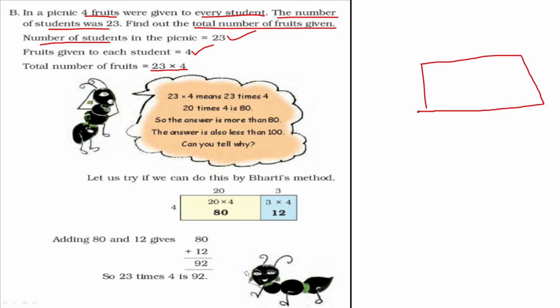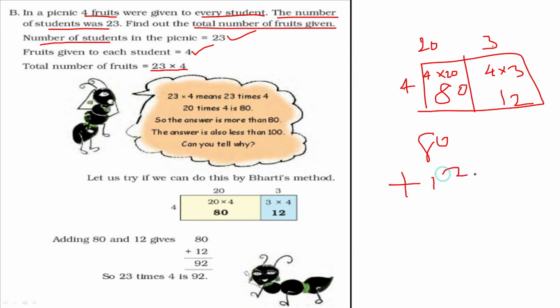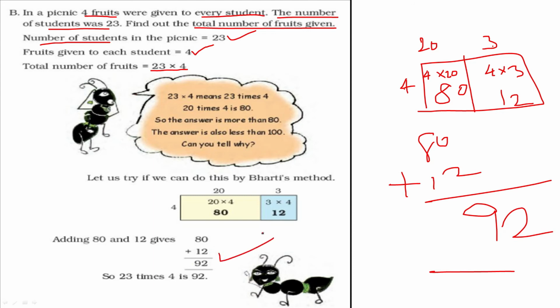23 can be written as 20 plus 3. First you can multiply 4 into 20. 4 20s are 80. Next, 4 multiplied by 3. 4 3s are 12. Just add 80 plus 12. 92. The answer is 92. So you can add it and get the answer easily.